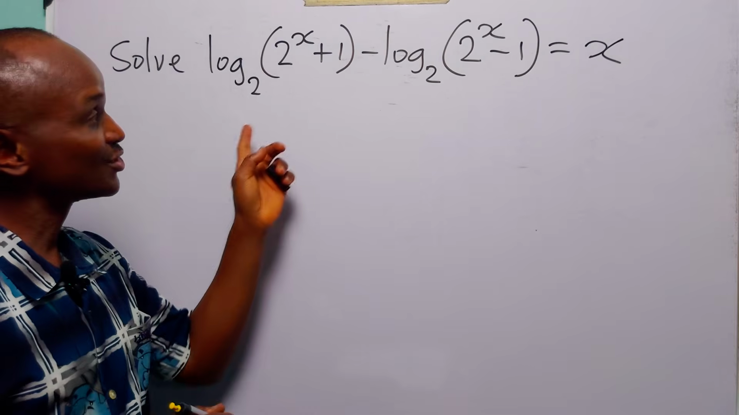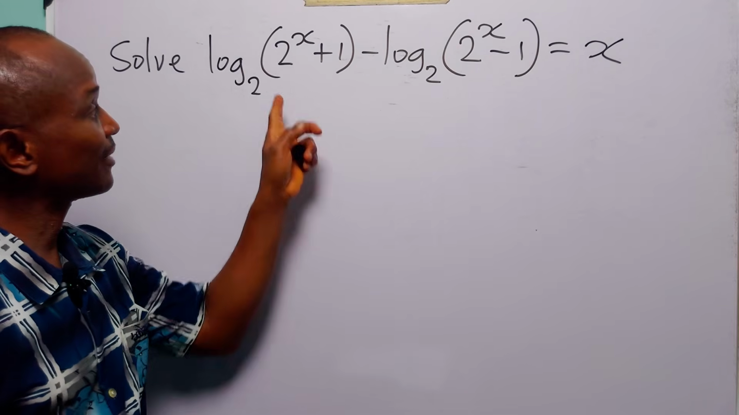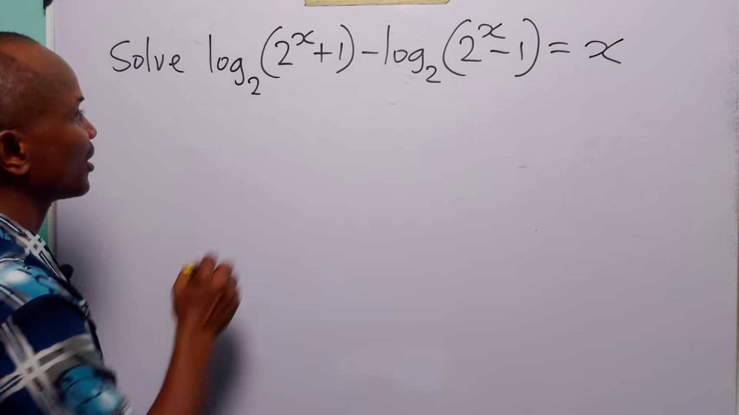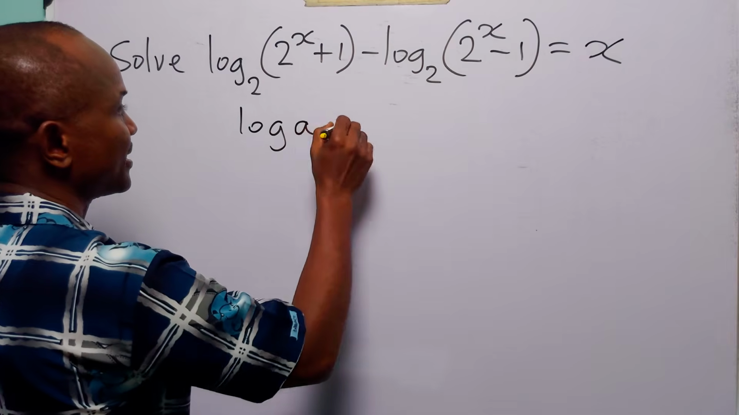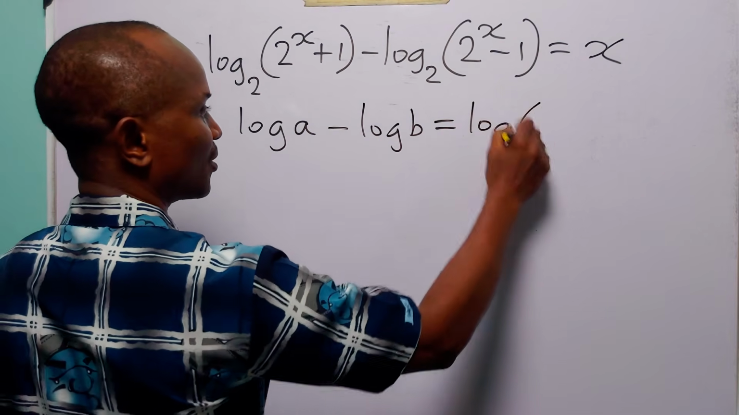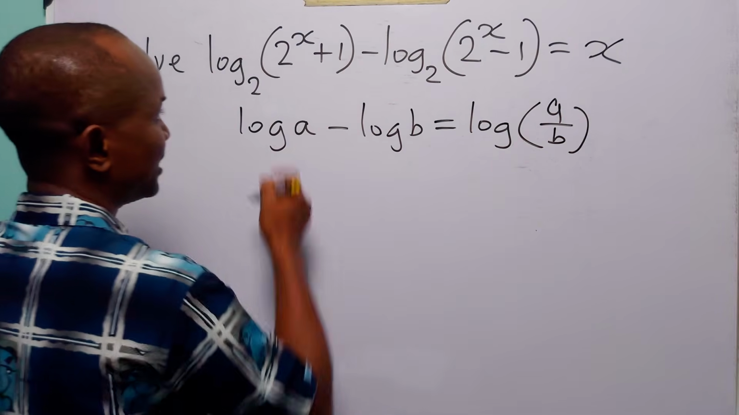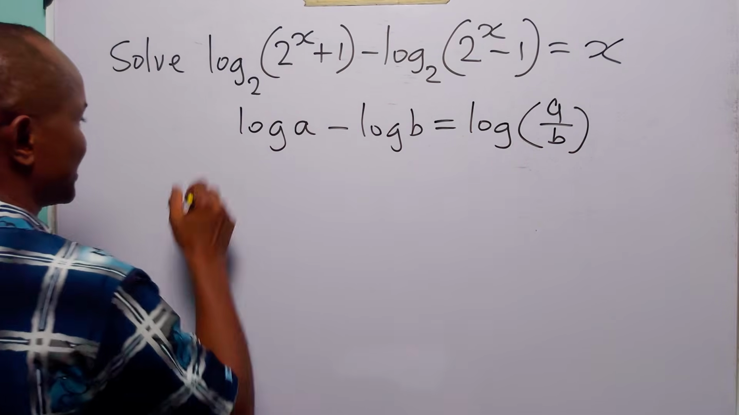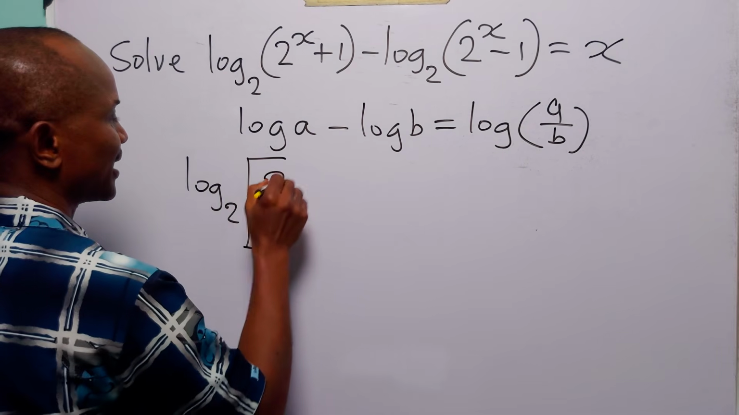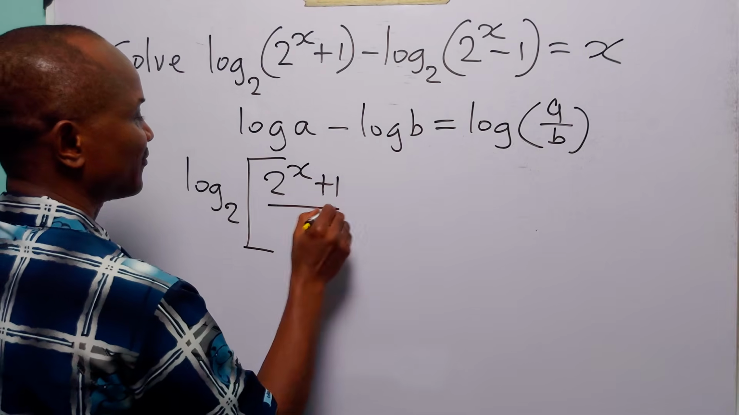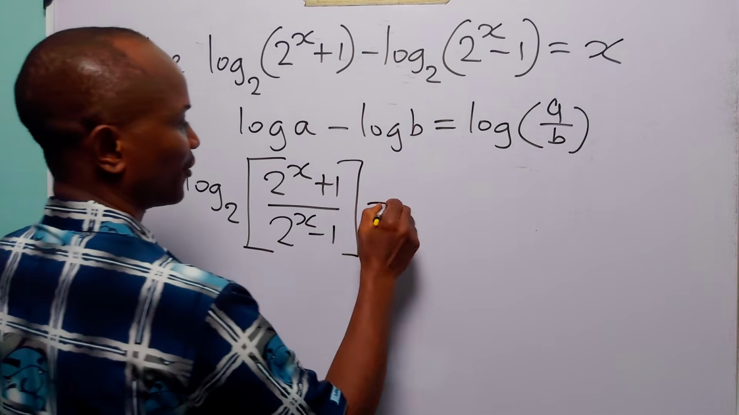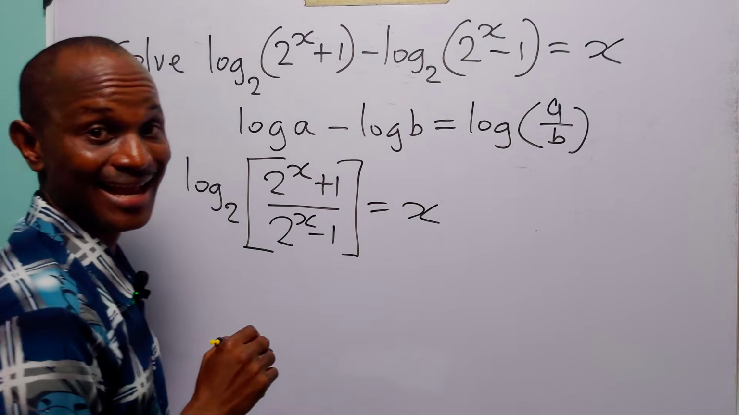Hello and welcome. To solve this logarithmic equation, we'll start by combining these two log terms into one single unit. To do this, recall that log A minus log B is equal to log A over B. That means that we can write this left-hand side as log base 2 of (2 to the power x plus 1) divided by (2 to the power x minus 1). And of course, on the right-hand side, we still have x.